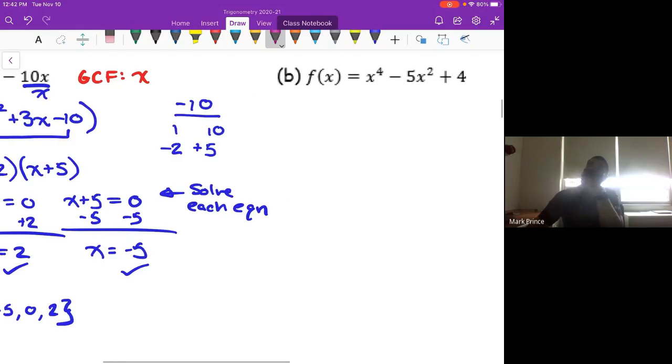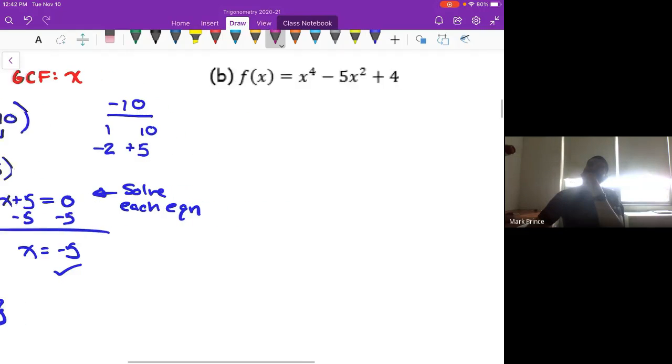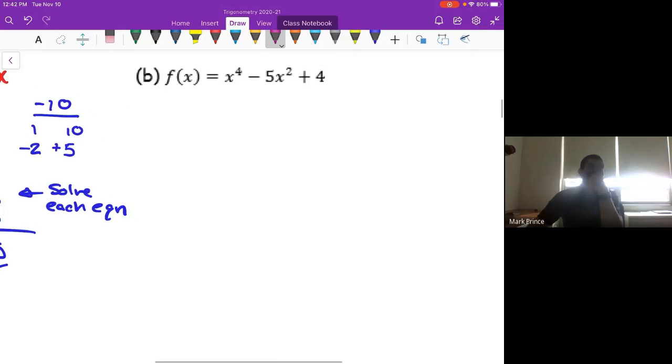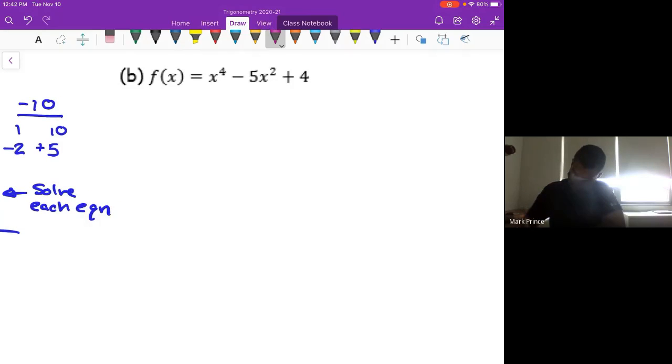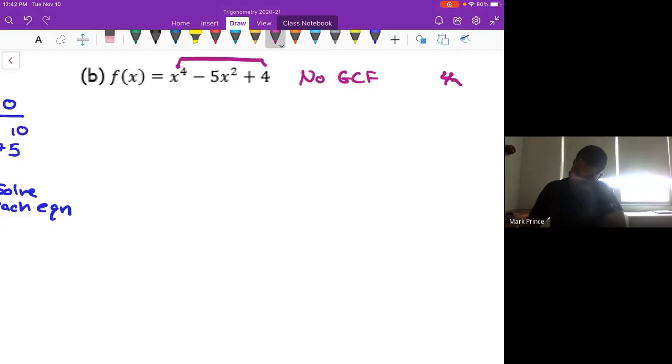All right, sliding over to B. We haven't done one like this yet this year, but it's just like a normal quadratic equation. So there is no greatest common factor, but I want to factor it like I would factor anything else. So I'll take first times last. It's going to give me 4x to the 4. I get 1 and 4, 2 and 2.